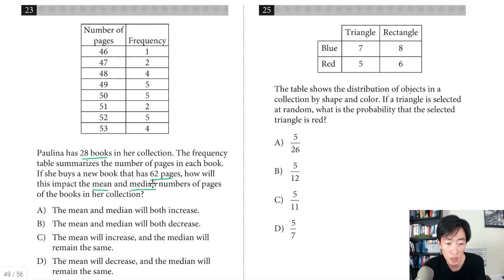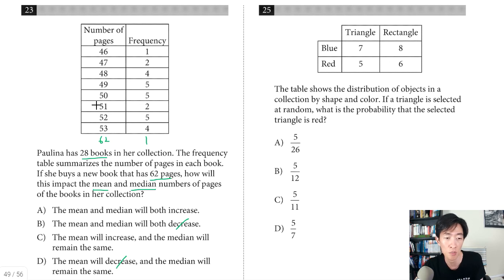So her new book is 62 pages, right? If you add that to the list, 62 would fall here, and she bought one book. Since 62 is the largest number, obviously, wherever the average is, it's going to go up. So given that the average is going to go up, we're going to cross off choice B because it's not going to decrease, and we'll cross off choice D. Now, what's going to happen to the median? To know that, we actually have to figure out what the median is.